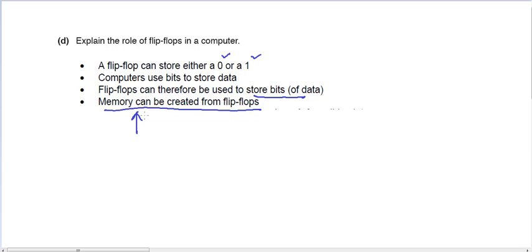A flip-flop can only store 1 bit. Remember, it doesn't store a byte, it can only store 1 bit. So if you want to store a byte, you'll need 8 flip-flops. So basically, a flip-flop is used as memory in a computer.